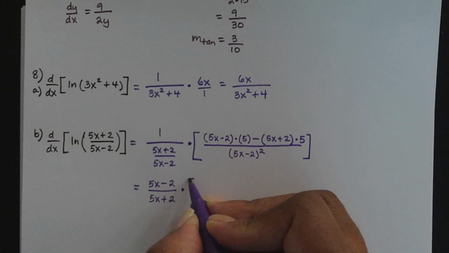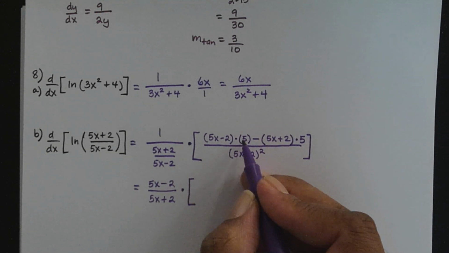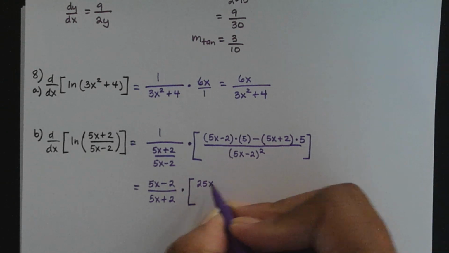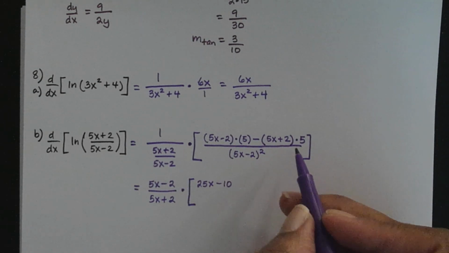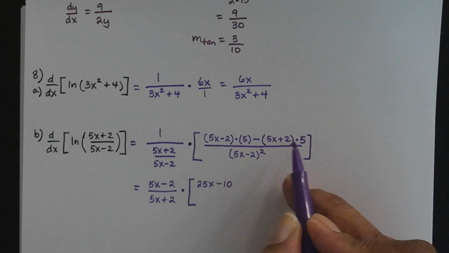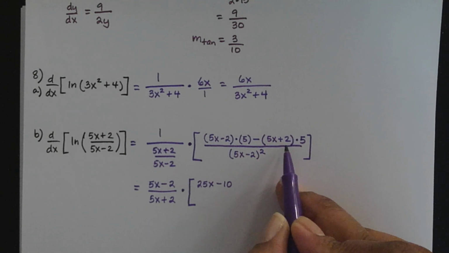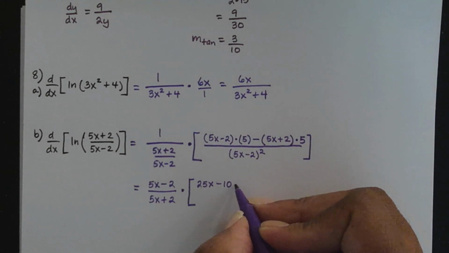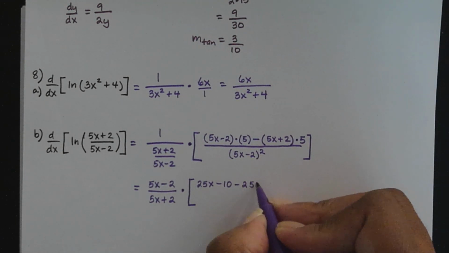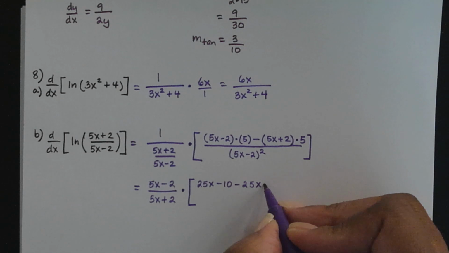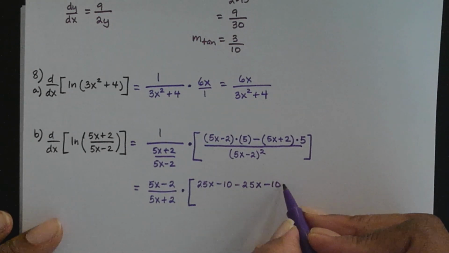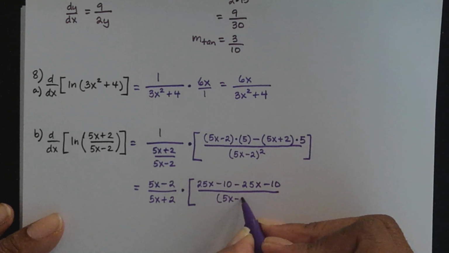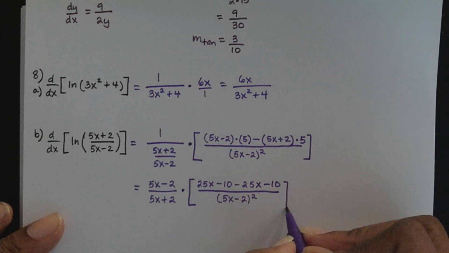And then this is going to be multiplied by, let's see, if I distribute the 5 over the 5x minus 2, I would get 25x minus 10. Now, if I distribute the minus 5 over 5x plus 2, that's going to be minus 5 times 5x, which is minus 25x. And then you have minus 5 times that plus 2, negative 10. All that's divided by 5x minus 2, quantity squared.